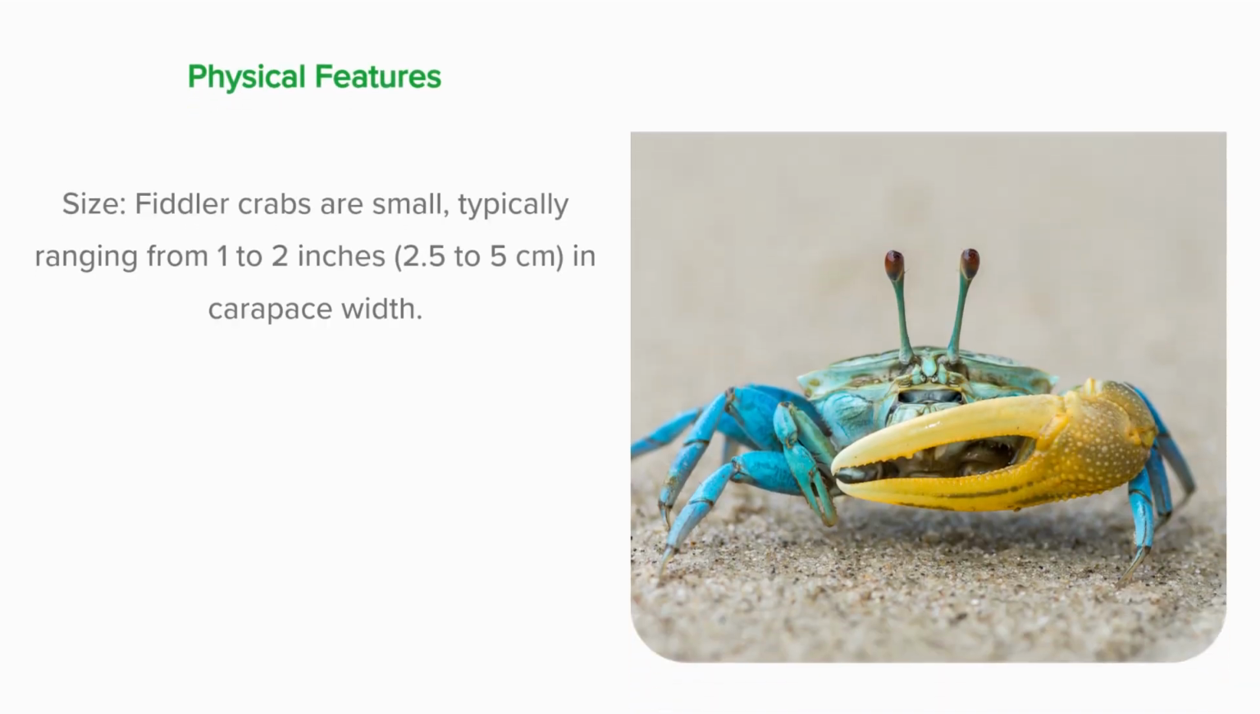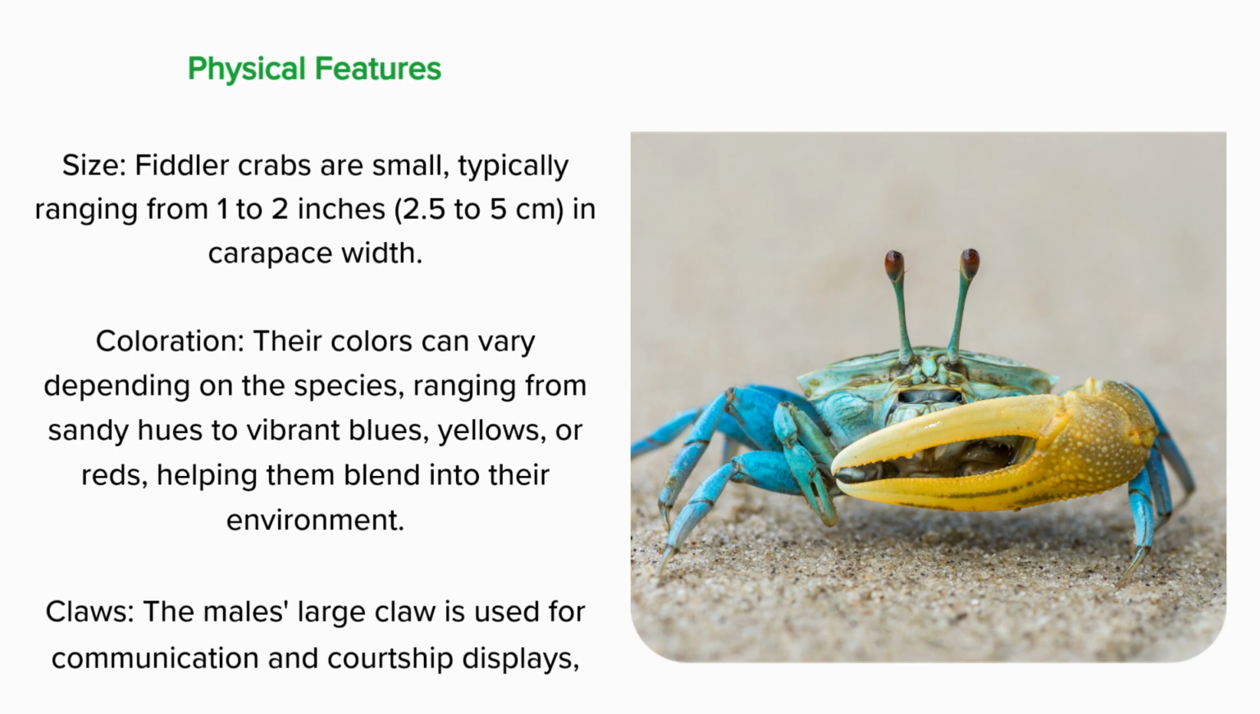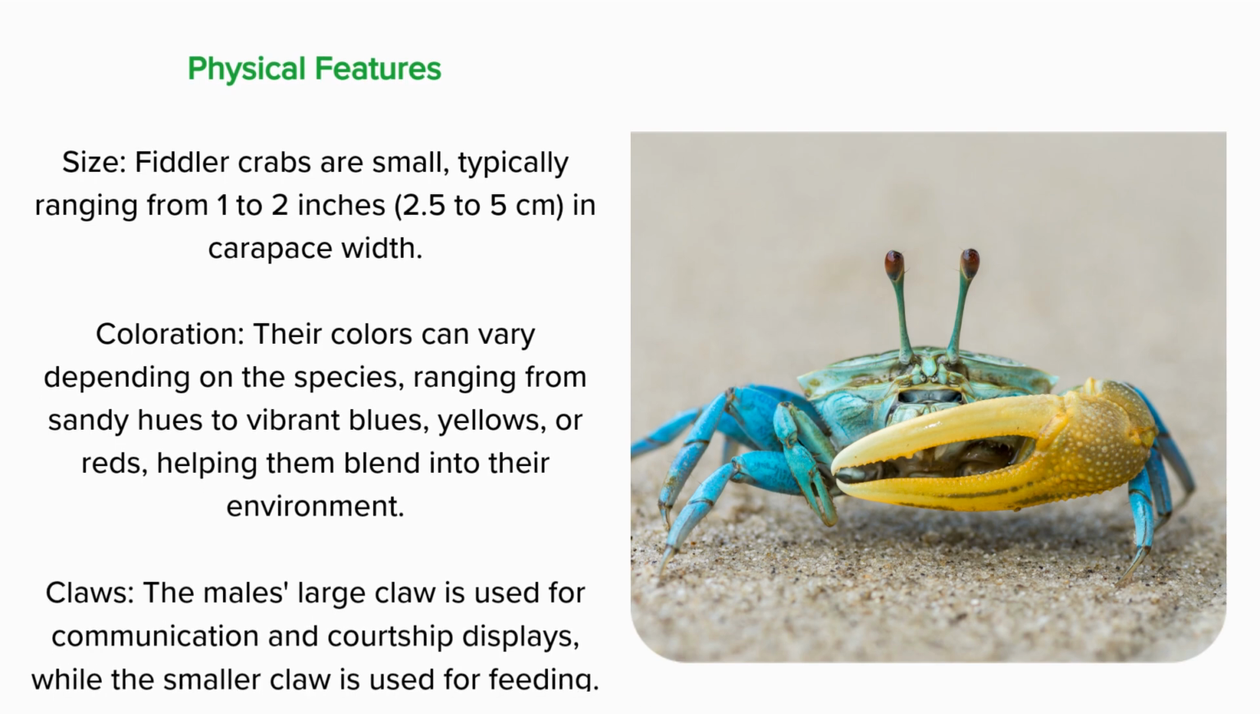Physical features. Size. Fiddler crabs are small, typically ranging from 1 to 2 inches, 2.5 to 5 centimeters, in carapace width. Coloration. Their colors can vary depending on the species, ranging from sandy hues to vibrant blues, yellows, or reds, helping them blend into their environment. Claws. The male's large claw is used for communication and courtship displays, while the smaller claw is used for feeding.